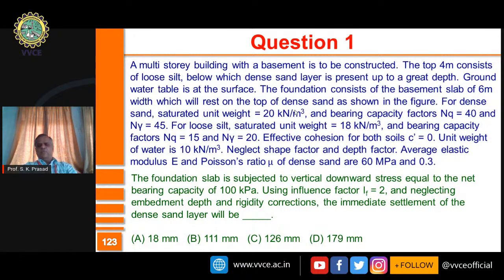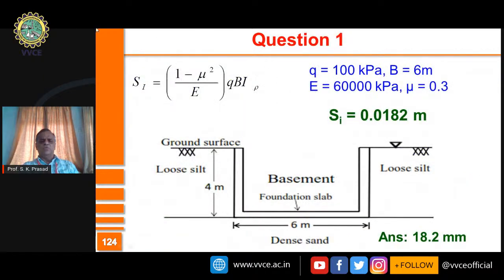Using an influence factor of 2 and neglecting embedment depth, the rigidity correction and the depth corrections, the immediate settlement of the dense sand layer will be dash. Please note that a lot of redundant data are given. Whenever you want to find bearing capacity, of course, you require NC, NQ, N gamma, and other factors like shape factor and depth factor. We are not finding that. We are required to find only the settlement.